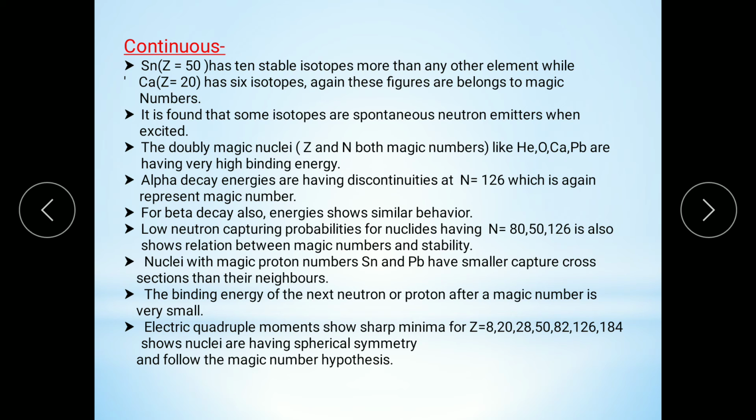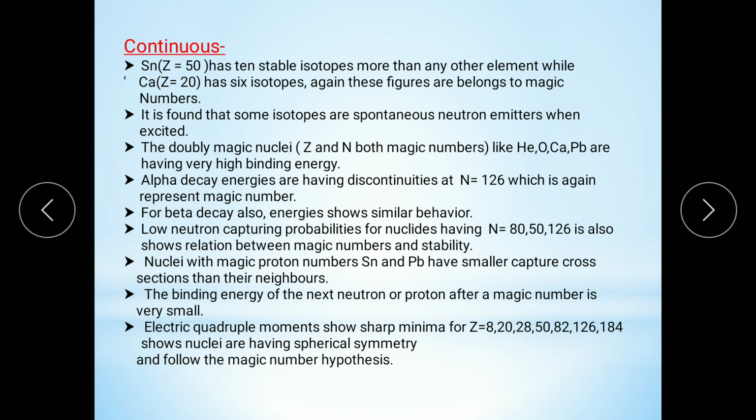The same thing occurs when there is a beta decay also. Low neutron capturing probability for nuclides having N equal to 80, 50, 126 also shows the relationship between magic number and stability. Nuclides having neutron number N equal to 80, 50, 126 show low neutron capturing.